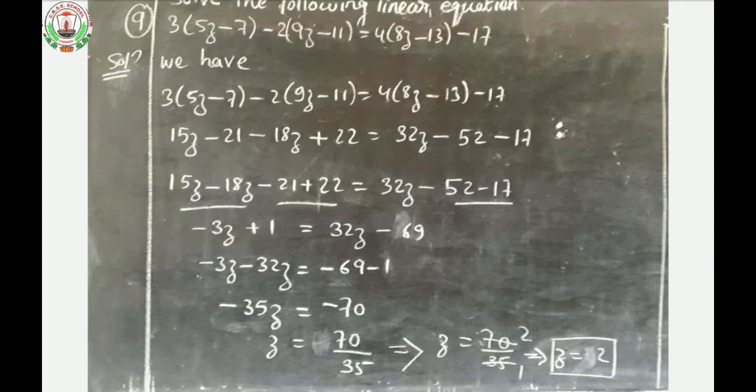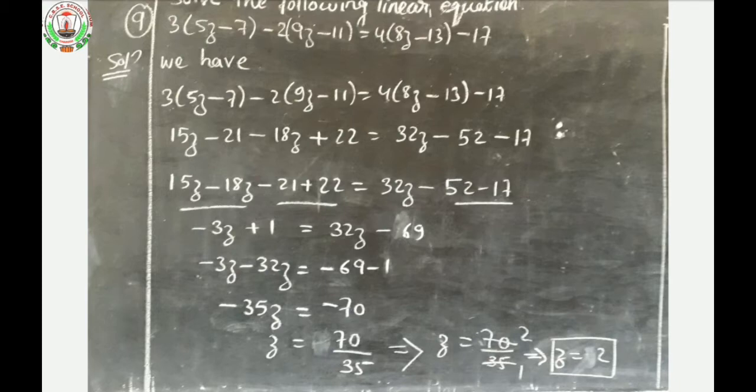Now z is equal to 70 upon 35. The coefficient of z, that is 35, goes in the denominator of 70. So z is equal to 70 upon 35. Now 70 upon 35 will get cancelled. Either you can cancel directly by the table of 35, or by the table of 7 or 5. So 35 ones are 35, and 35 twos are 70. So z is equal to 2.